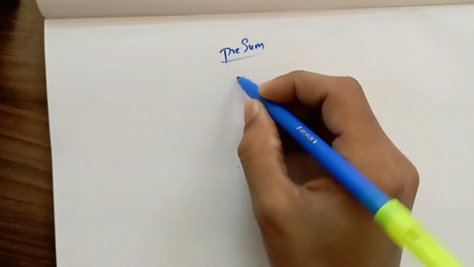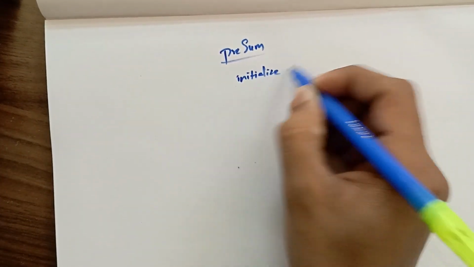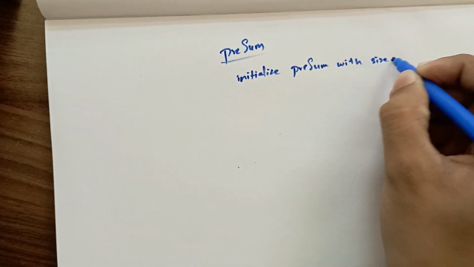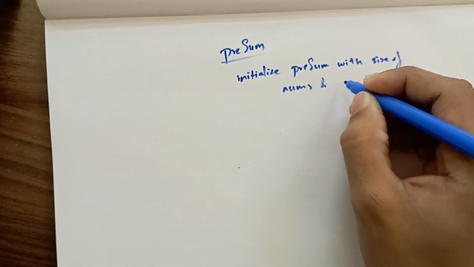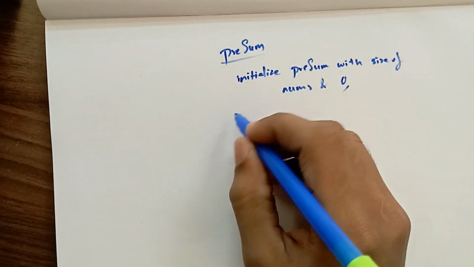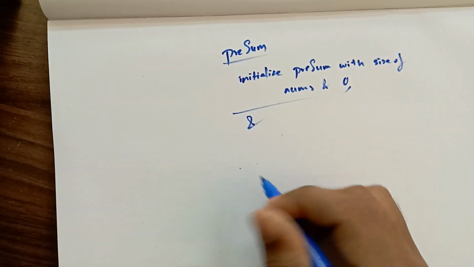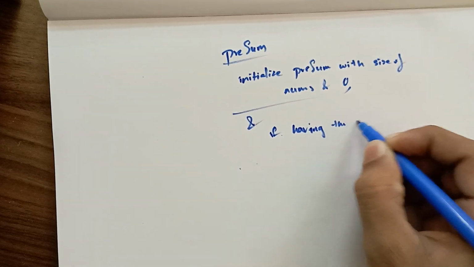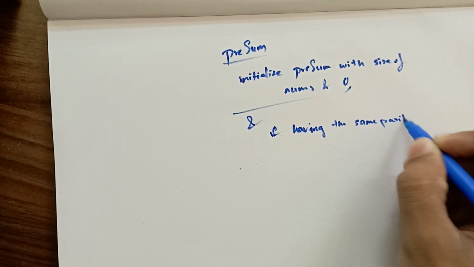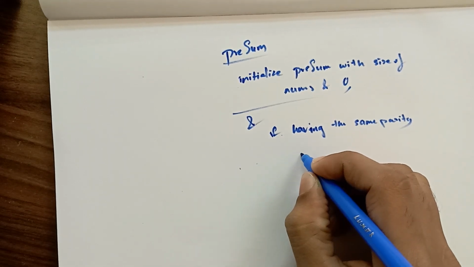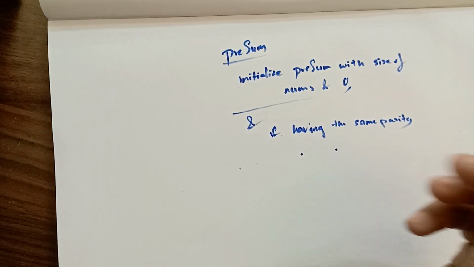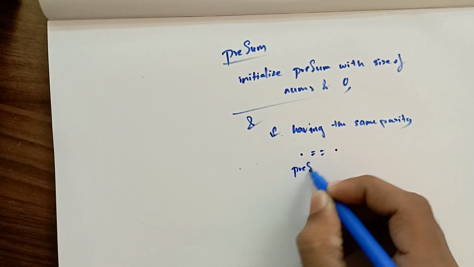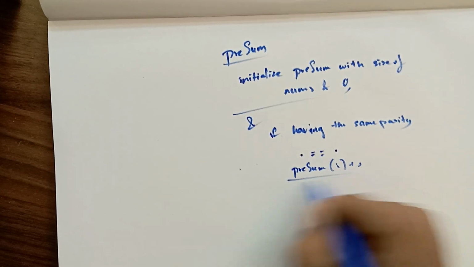Prefix sum, as I said, initialize prefix sum with size of nums and 0 for every element. Now we have initialized, and if the current element and the previous element are having the same parity, that means when divided by 2 their remainders are equal, then increase the current element of the prefix sum.